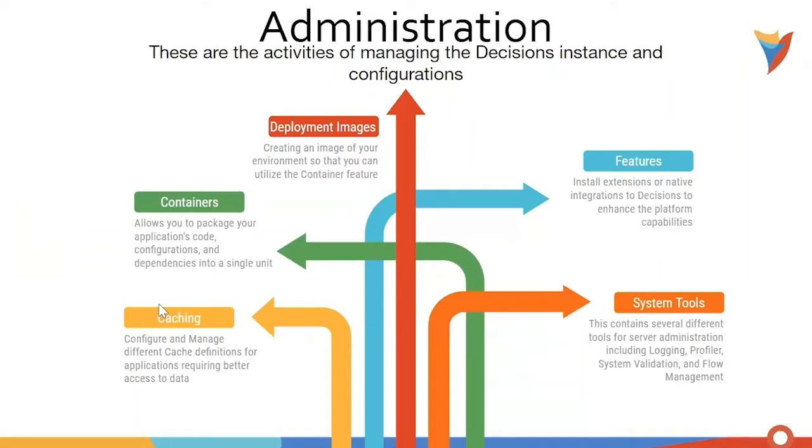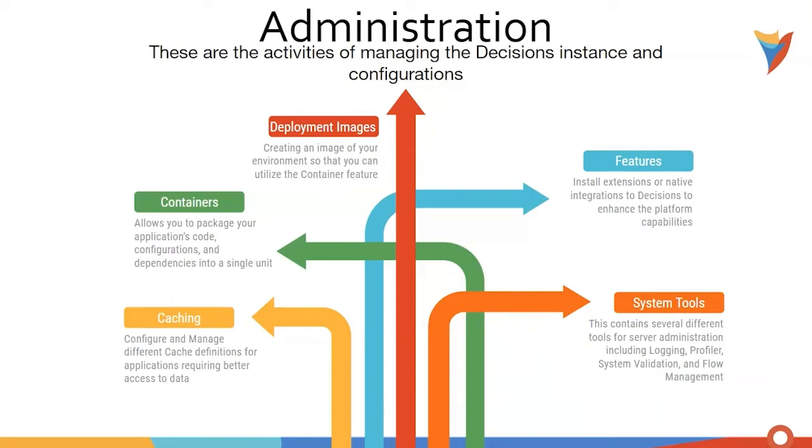Features is the place where we can install extensions or native integrations to Decisions to enhance the platform capabilities. System tools is the place where we have a lot of different functionalities. It administers the logging, profiler, system validations, and flow management. We will go deep into the system tools and explore what it actually consists of.